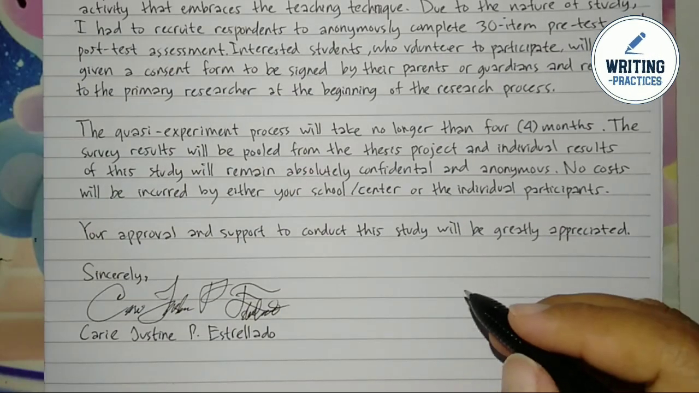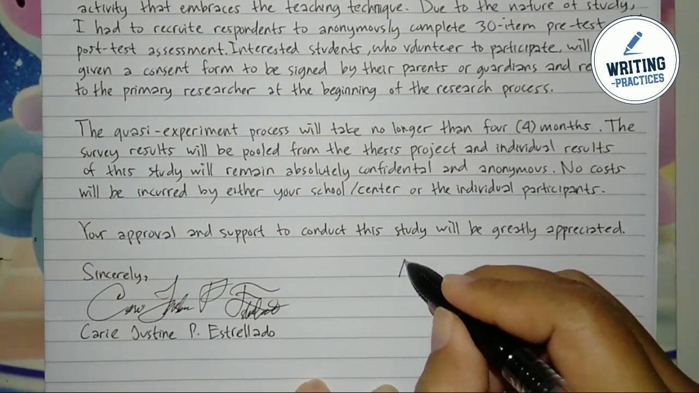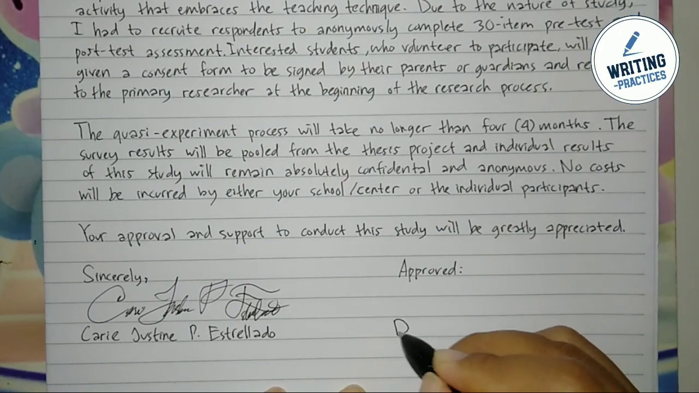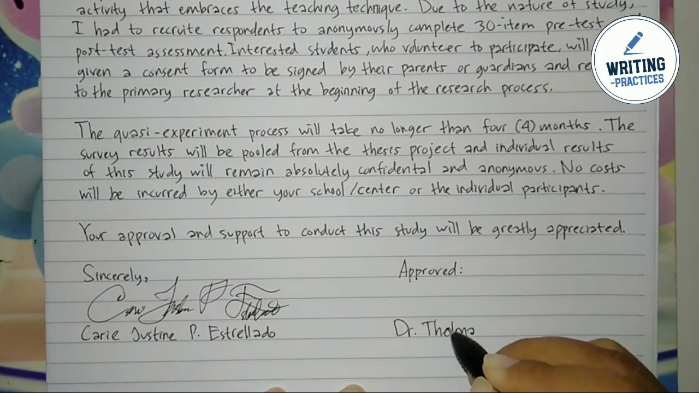Under it, or next to it, write the approval. You need to give blank space for the dean to give signature. And write the full name. Also write the occupation in the institution.